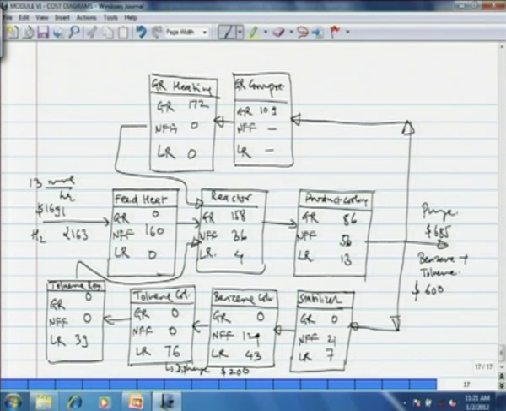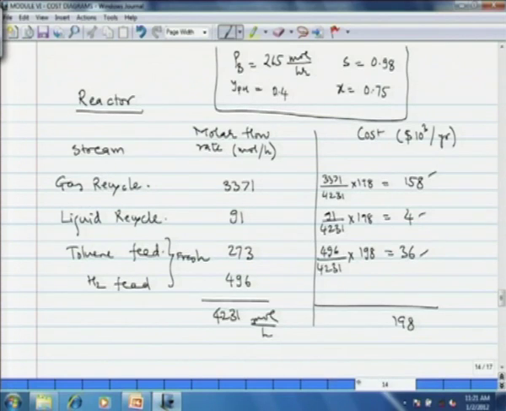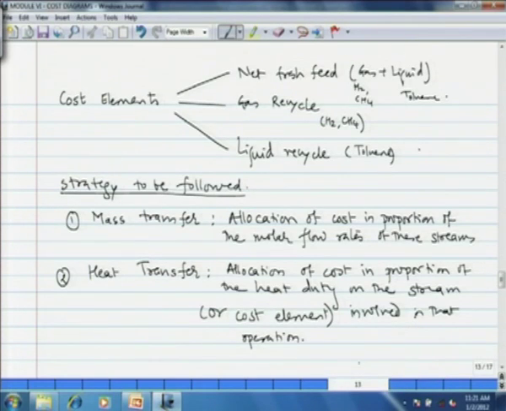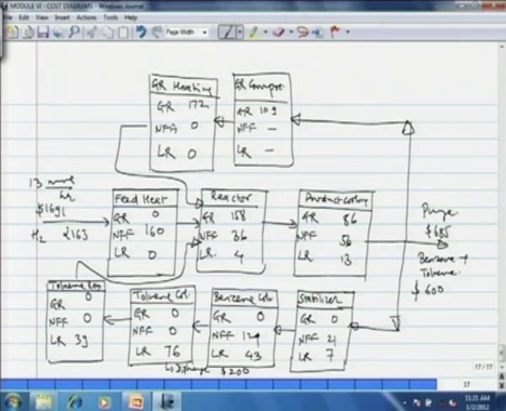So, this completes our cost allocation diagram. What we have done now is that we have identified the cost elements of the process, we have identified the streams that are involved, and then accordingly we have allocated the cost to these. The cost elements: net fresh feed, gas recycle and liquid recycle. Then we identified the components of the cost allocation diagram, total 9 components. 9 components and 3 elements, we have made a cost allocation diagram out of it.